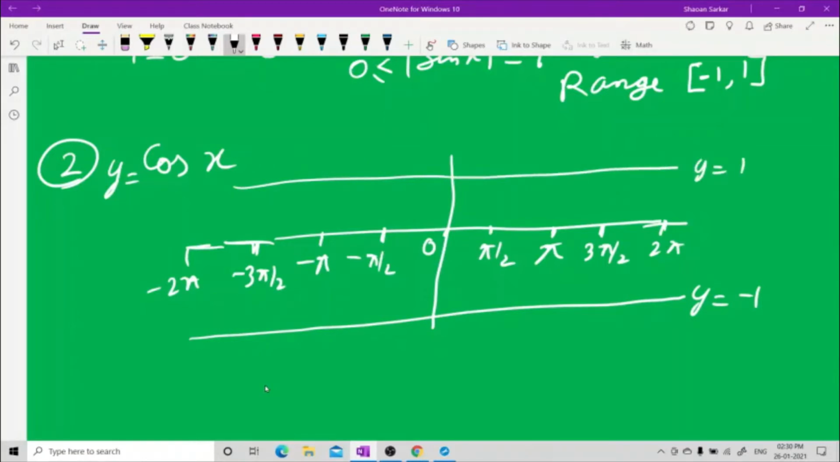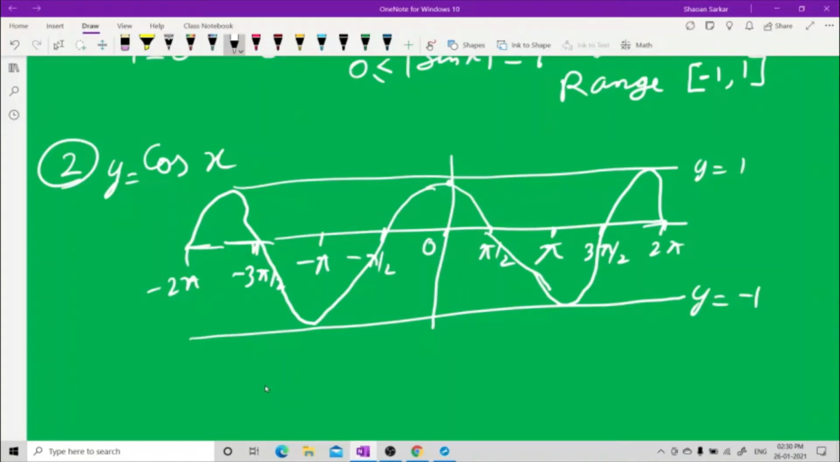Now you see at 0 it is 1, at pi by 2 it is 0, at pi cos is minus 1, and again this is 0, and this is the way the cos graph goes.